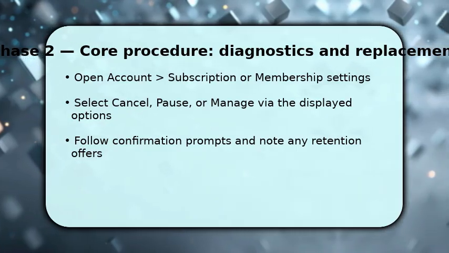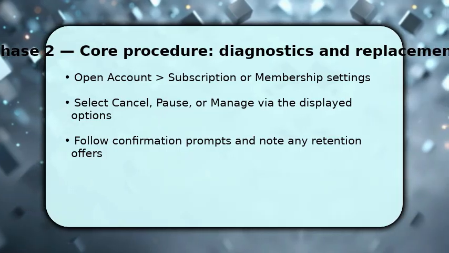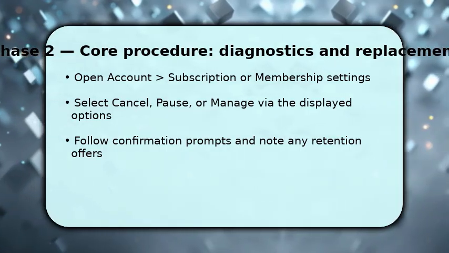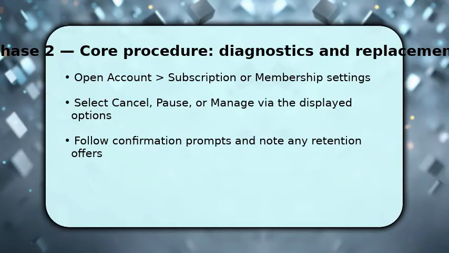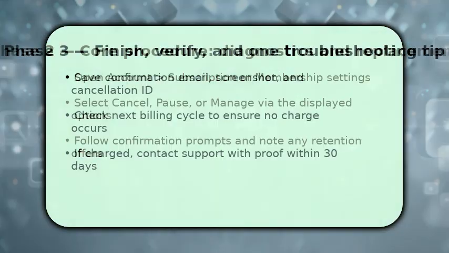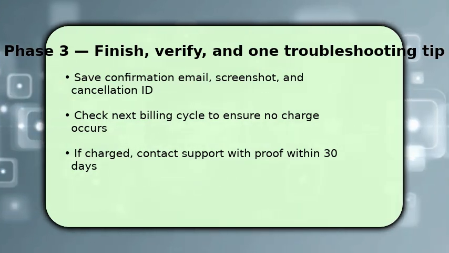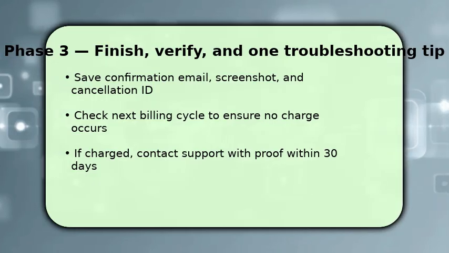Enter required confirmation, password, MFA, or reason, and make sure to finish the final confirmation button. Once done, save the cancellation confirmation number or screenshot for proof. Finally, confirm cancellation by checking for an email or an on-screen confirmation message. Save a screenshot and the cancellation ID immediately.